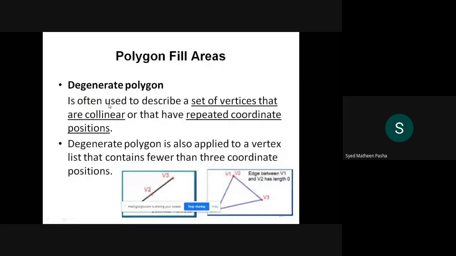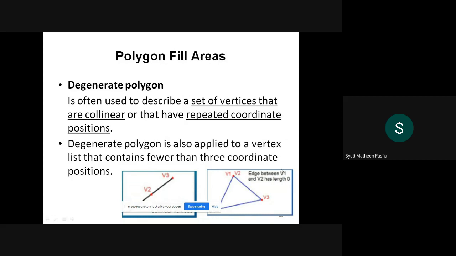What is a degenerate polygon? It is used to describe a set of vertices that are collinear or that have repeated coordinate positions. That is nothing but the vertices being represented here can be repeated. It is also applied to a vertex list that contains fewer than 3 coordinate positions. If you want to generate a polygon, you require a minimum of 3 vertices. I can call a triangle a degenerate polygon as well.